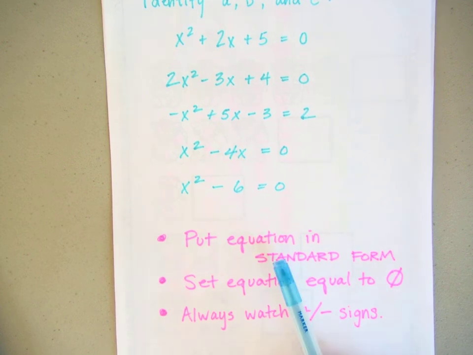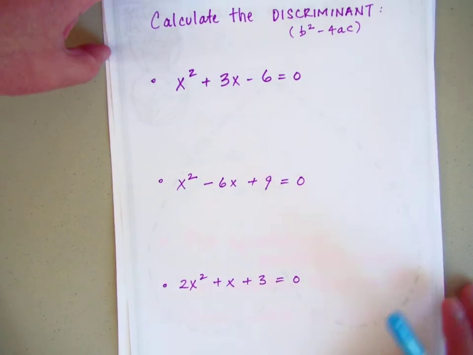All right, so just like I set up there, in order to use your quadratic formula, you've got to remember, first thing, put your equation into standard form, set the equation equal to 0. And then, when you're deciphering what is a, what is b, what is c, always watch your positive and negative signs.